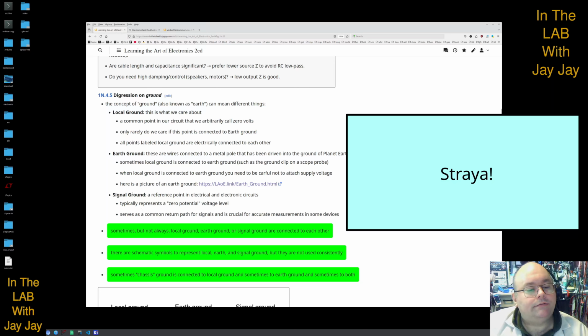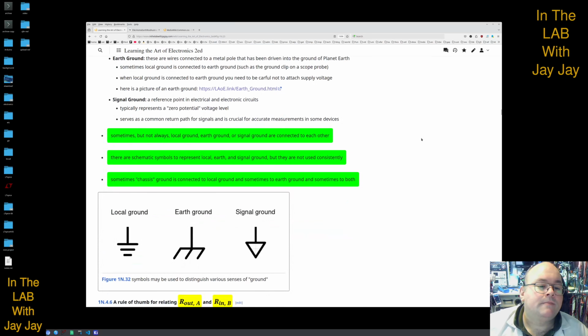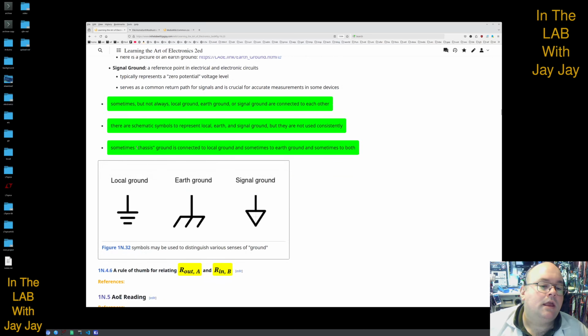And then when I was doing the research for this, I found there's also sometimes signal ground, and it has its own symbol. A reference point in electrical and electronic circuits typically represents a zero potential voltage level, serves as a common return path for signals, and is crucial for accurate measurements in some devices. And then sometimes, but not always, local ground, earth ground, or signal ground are connected to each other. There are schematic symbols to represent local, earth and signal ground, but they are not used consistently. Sometimes chassis ground is connected to local ground, and sometimes to earth ground, and sometimes to both.